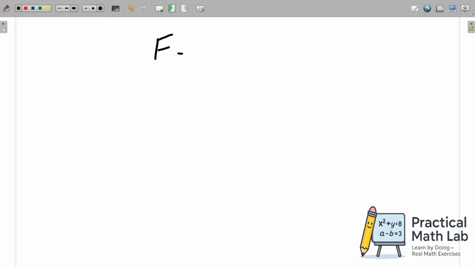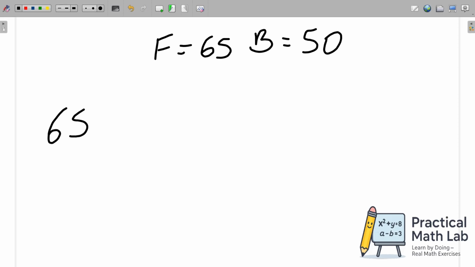F stands for soccer, 65. Basketball, 50. And the total is 120, with 25 playing both sports. So how many play only soccer? Let's take those who play soccer and subtract those who play both sports, which is 25. So 5 minus 5, 0. 6 minus 2, 4. 40 people.